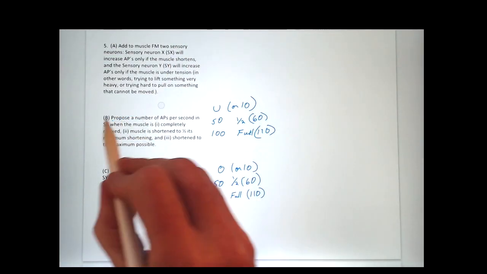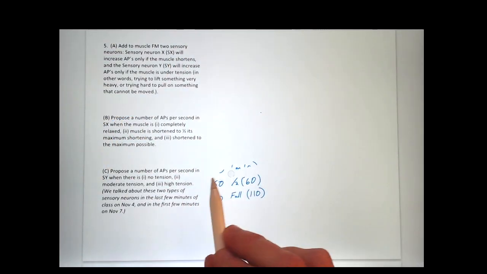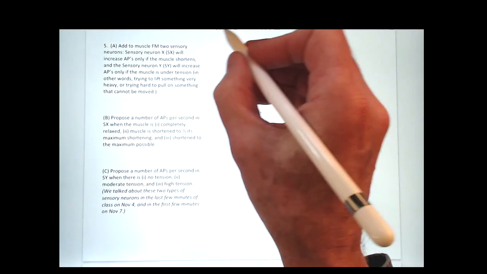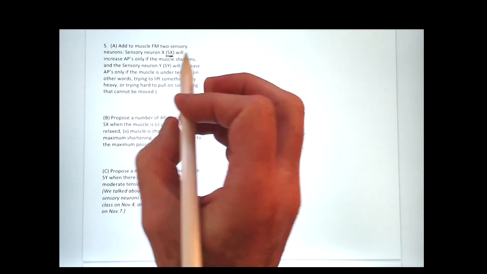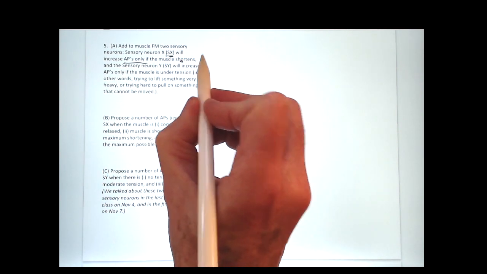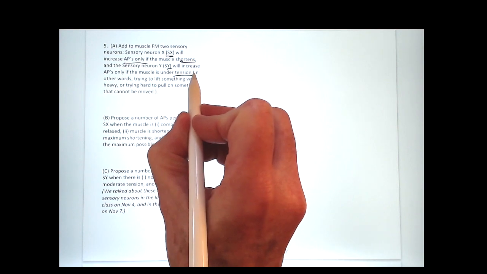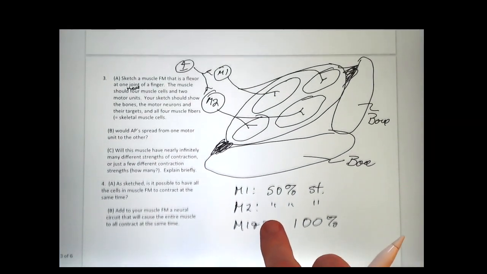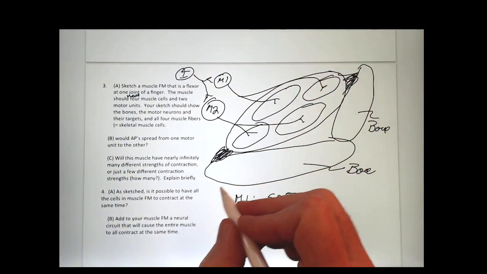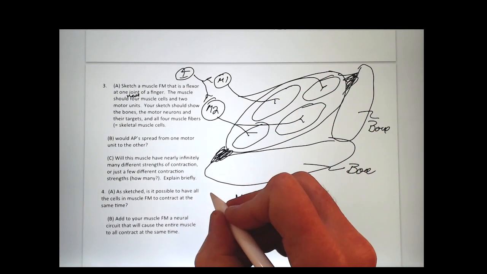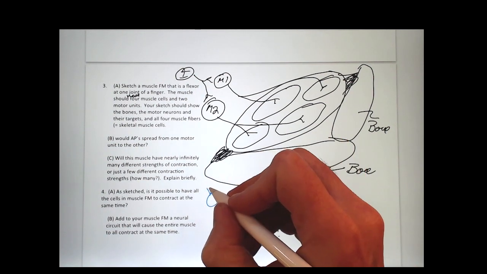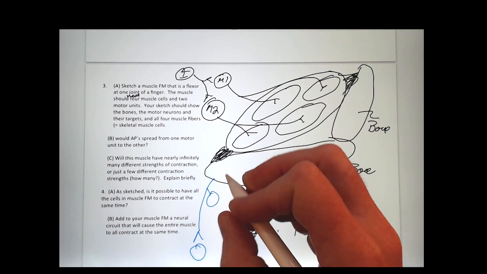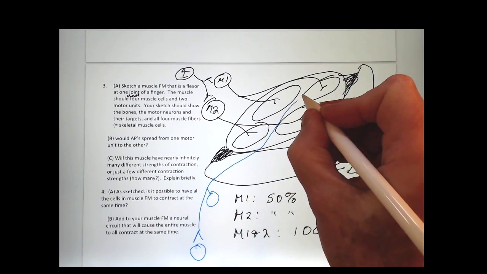Here, let's add to the muscle 2 sensory neurons, and we want S1 to increase action potentials only if the muscle shortens, and S2 if the muscle is under tension, in other words, trying to lift something very heavy. So I'm going to have sensory neuron S1. It's only going to fire action potentials out to some target if the muscle shortens.